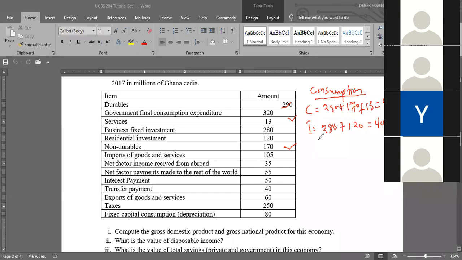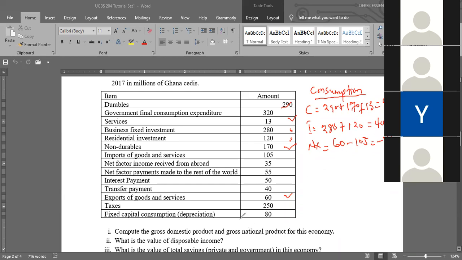Okay, so net export. We know the government expenditure is given, that's why I'm asking for net export. How do we get net export? Total export minus total import. What is the total export here? 60. And the total import? 105. So if I do the computation, what do I get? Negative 45.